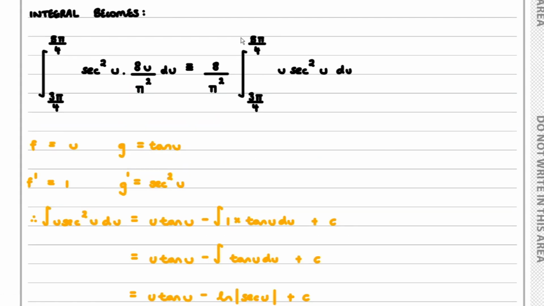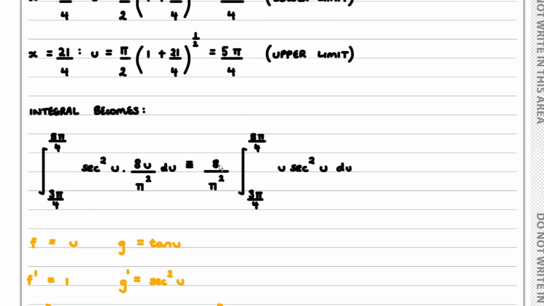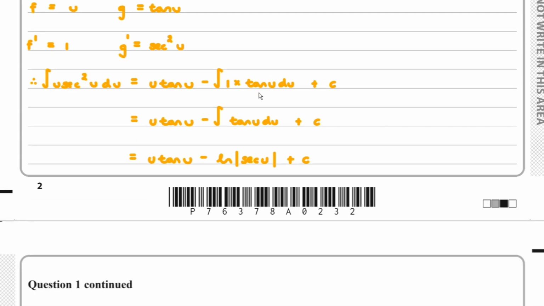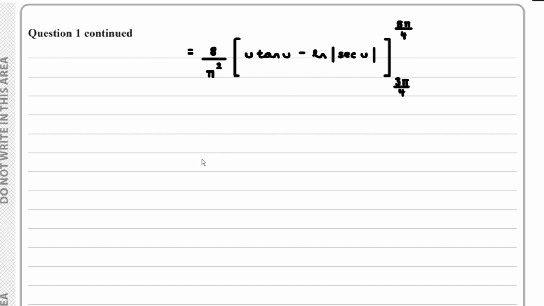And so we can continue working this out. We have to multiply this result by 8 over pi squared and use our limits accordingly. So we have 8 over pi squared multiplied by u tan u subtract the natural log of the mod of sec u, and we wish to evaluate this between 3 pi over 4 and 5 pi over 4. Now let's just do some early substitution.